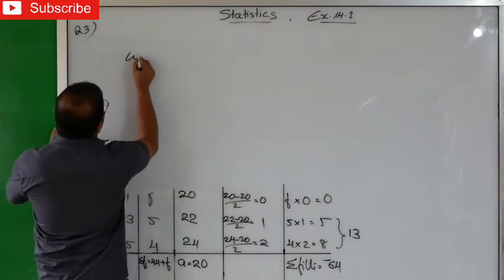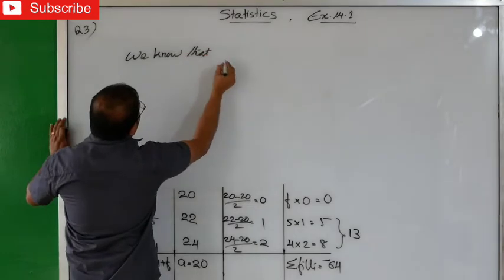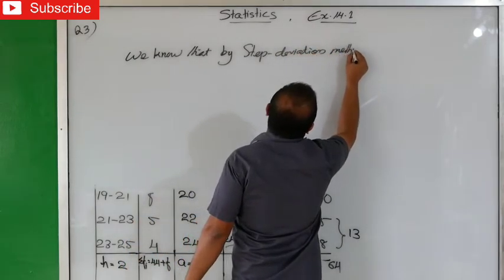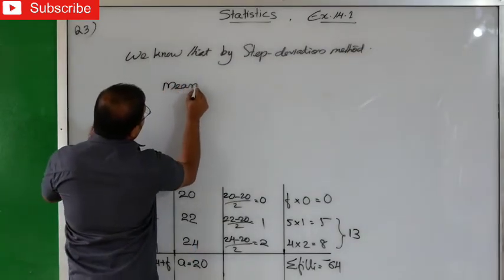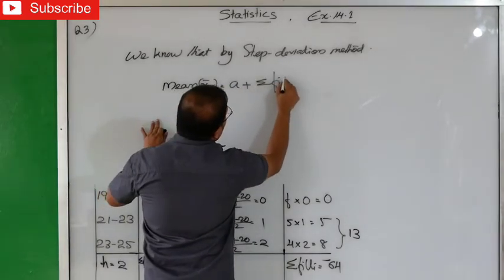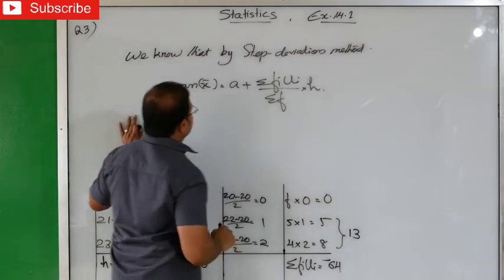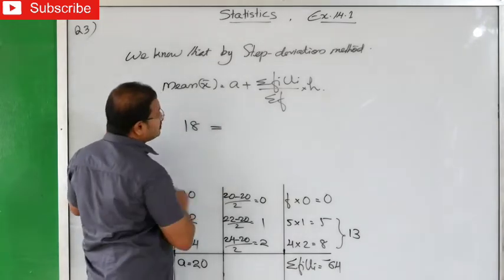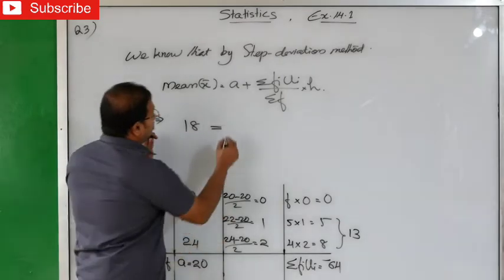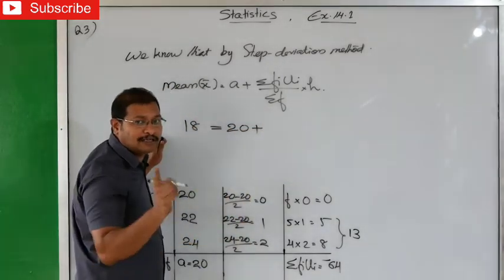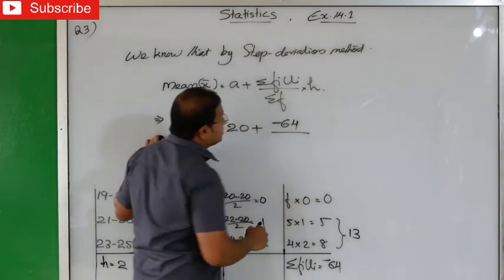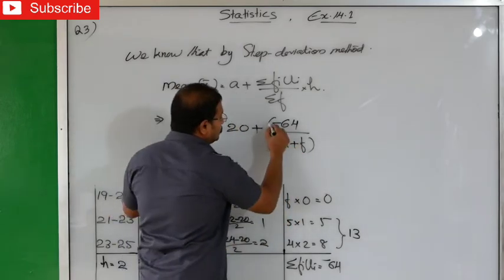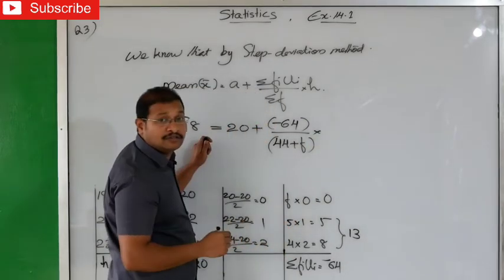Now we'll write. We know that by step deviation method, mean x bar equals a plus sigma Fi Ui by sigma Fi into h. This implies the value of mean is already given in the question. What is that? 18. So 18 equals the value of a, we got it before in the table. What is that? A? 20. Plus sigma Fi Ui from the table, last part. What is that? Minus 64 divided by sigma f from the table. What is that? 44 plus f. Put in bracket. Into what is the value of h? h is 2.